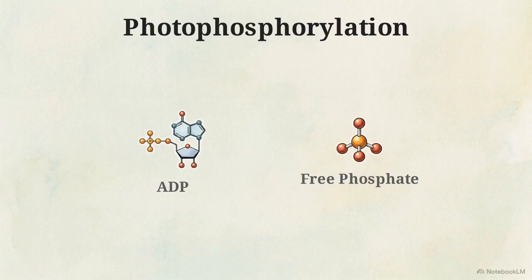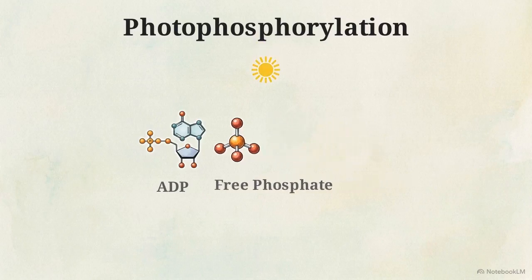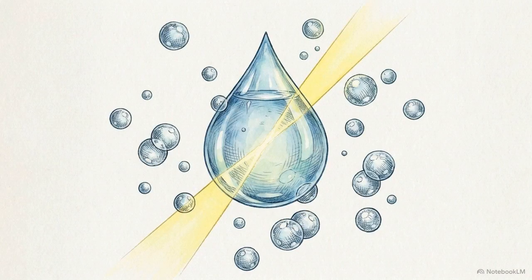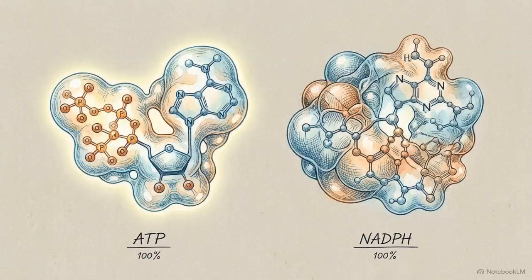Alongside splitting water, the plant performs photophosphorylation. It takes a molecule of ADP and a free phosphate and uses the light energy to bind them together, creating ATP, the primary energy currency of the cell. The light phase captures raw solar energy, uses it to split water, vents the oxygen, and packages the remaining energy into chemical batteries, like ATP and NADPH.